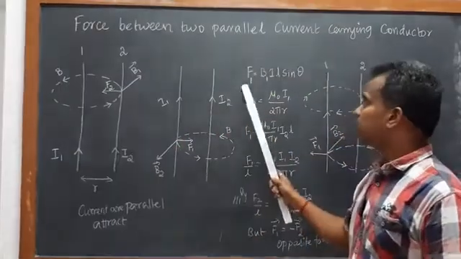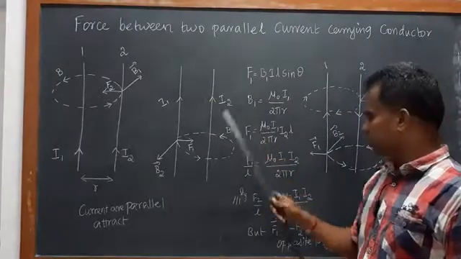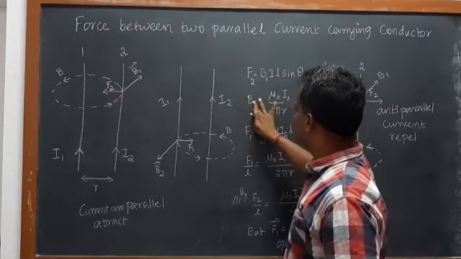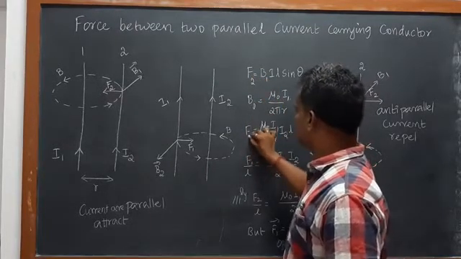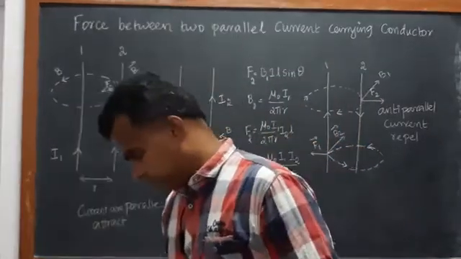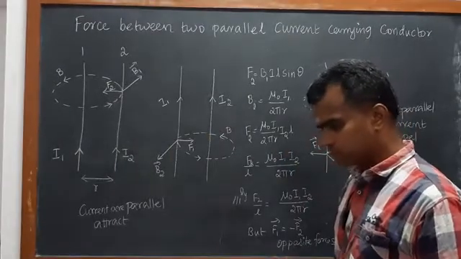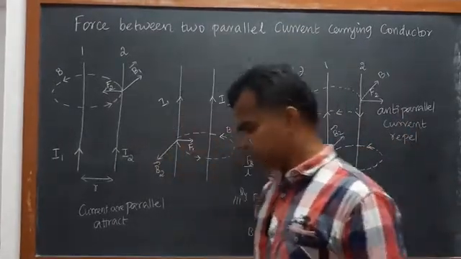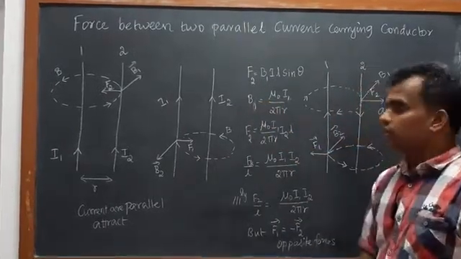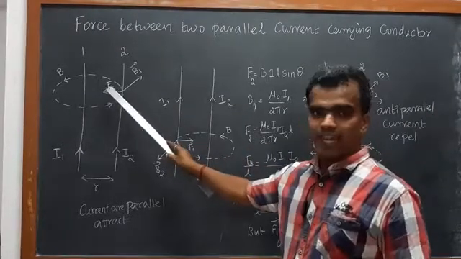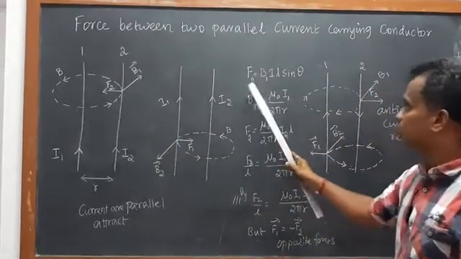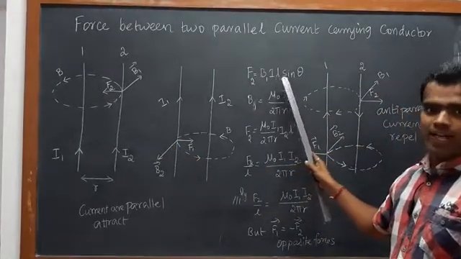So here I have chosen the force F1, sorry, here I need to write F2, not F1. So we can write B2, F2. Here this is B1 only. No problem. So F2 is the force exerted on wire 2 by wire 1. That is F2 equals B1 I L sin theta.